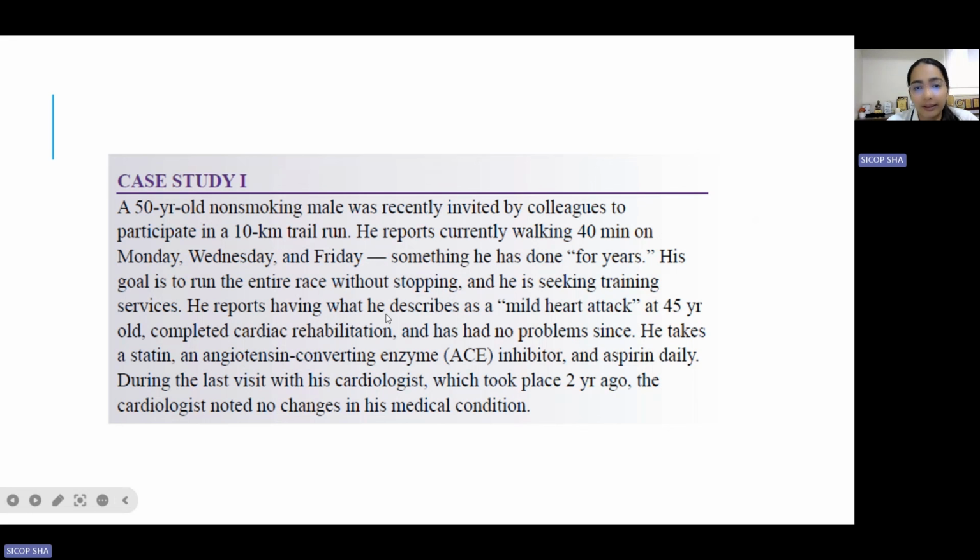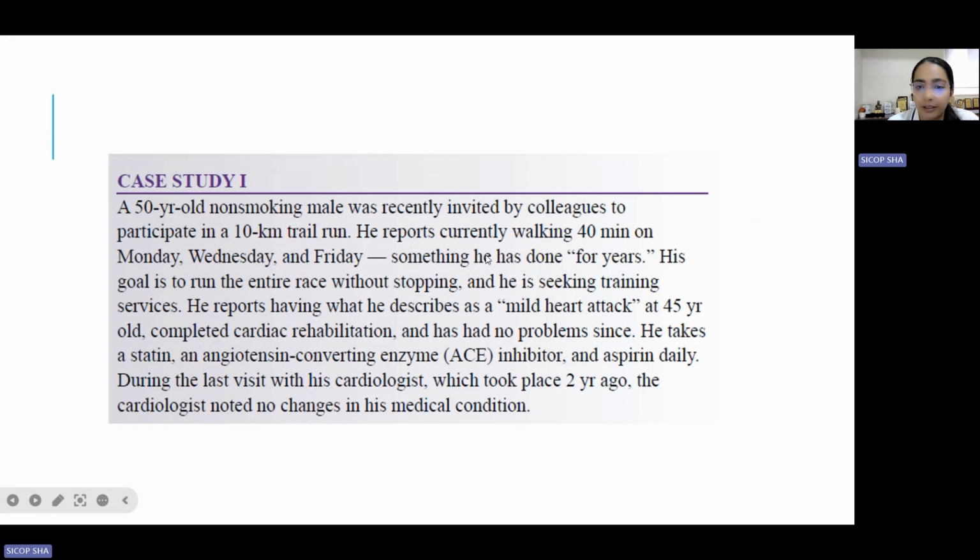He reports having what he describes as a mild heart attack, and he completed cardiac rehabilitation and has had no problem since. He has a statin and an ACE inhibitor and aspirin prescribed. His last visit with the cardiologist took place 2 years ago. The cardiologist noted no changes in his current medication.